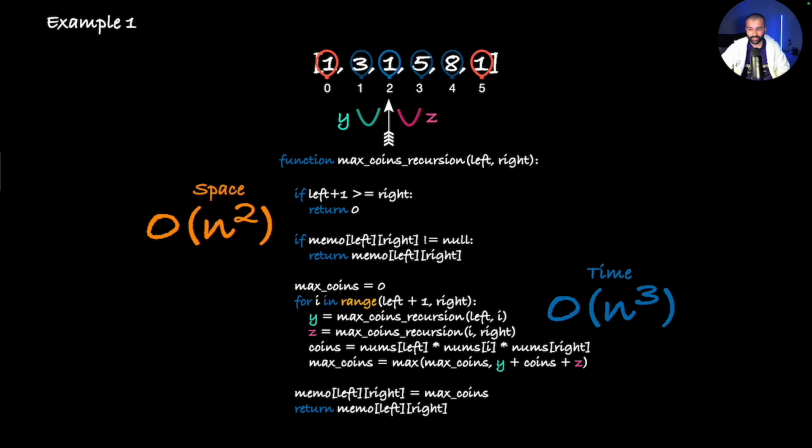And space complexity is O of n squared because our memoization 2D table is left and right, where left is always less than right. So you have O of n squared possible combinations in the worst case scenario. And that's really it, you guys. I will show you the code on Leetcode.